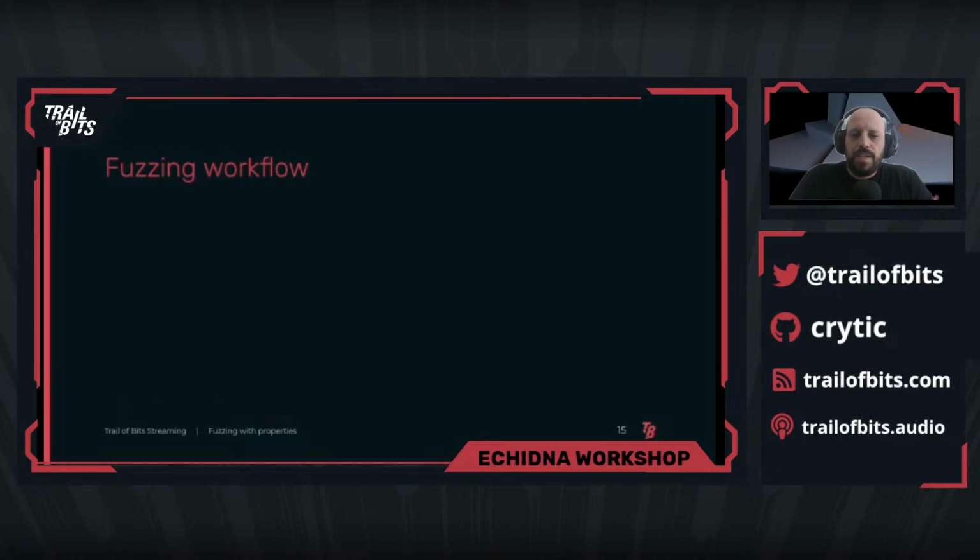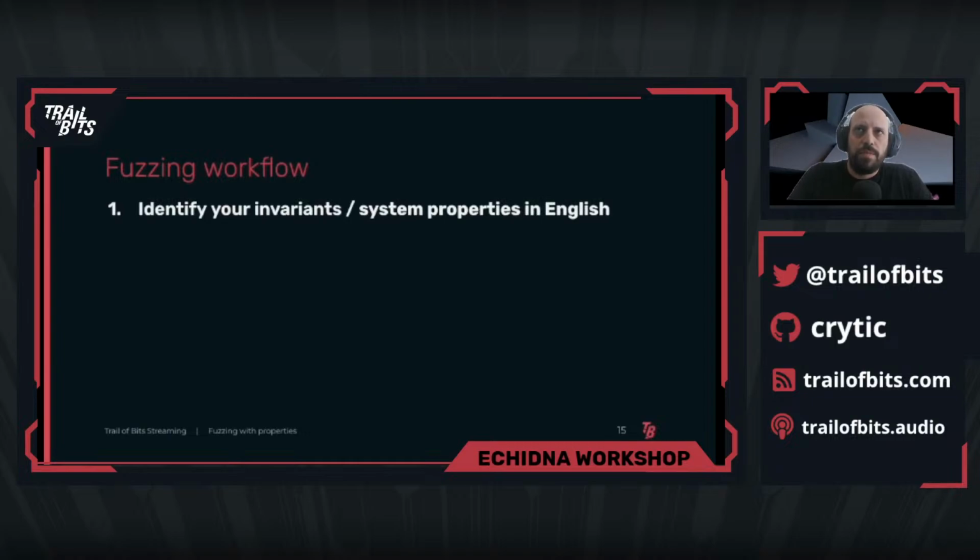Now we will talk about how to use Echidna to implement the fuzzing tests that we are providing in the properties repo. First of all, a general fuzzing workflow with Echidna, or with any fuzzer in general, is that you first have to identify your invariants or your system properties in plain English so you can understand what you should be testing. And once you have your system properties well identified and clearly defined, you should convert them to code so Echidna can run that code and test the properties.